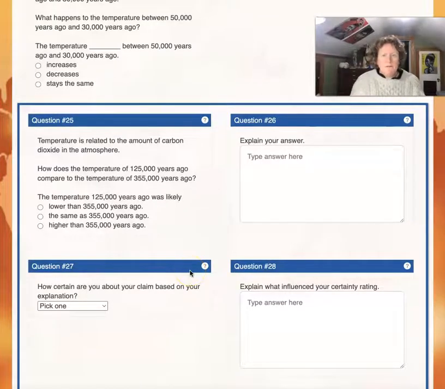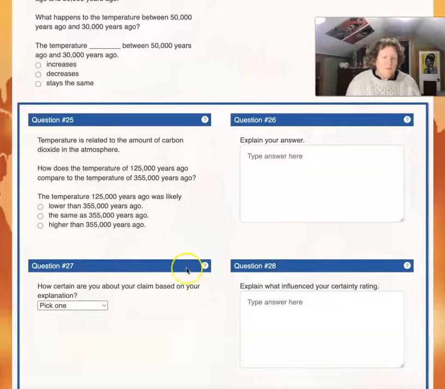So if we have high carbon dioxide, what's going to be the temperature at 125,000 years ago? That was high carbon dioxide. What do you think the temperature is going to do? This was very high carbon dioxide. We're comparing it to very low carbon dioxide here. The temperature 125,000 years ago, was it lower than 355,000 years ago? Was it the same or was it higher? Explain your answer. Well, I'll let you pick an answer to question 25, but I'll have a little explanation for you.